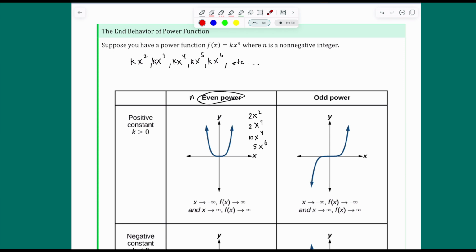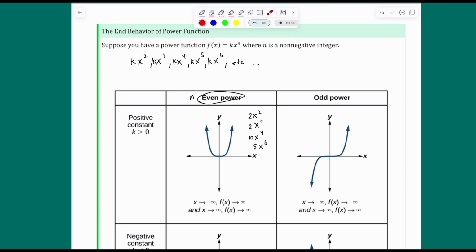That means it basically shoots up, right? The y values shoot up as x goes to negative infinity. And as x goes to positive infinity, f of x, the y values shoot up that way. Okay, so that's an even positive power.